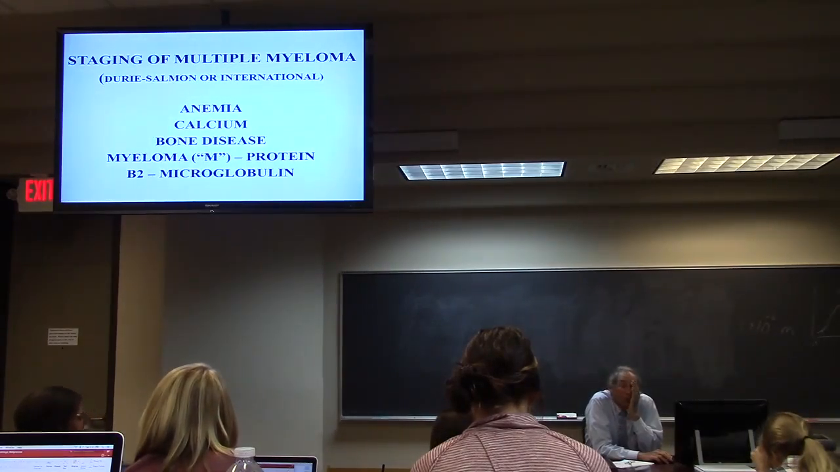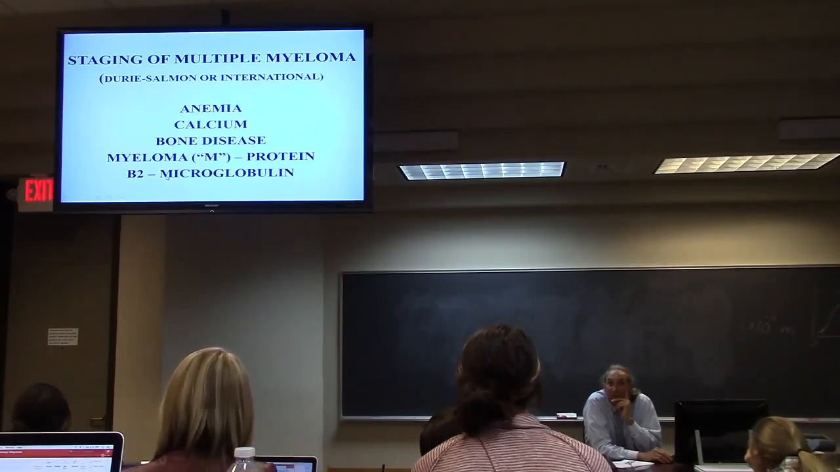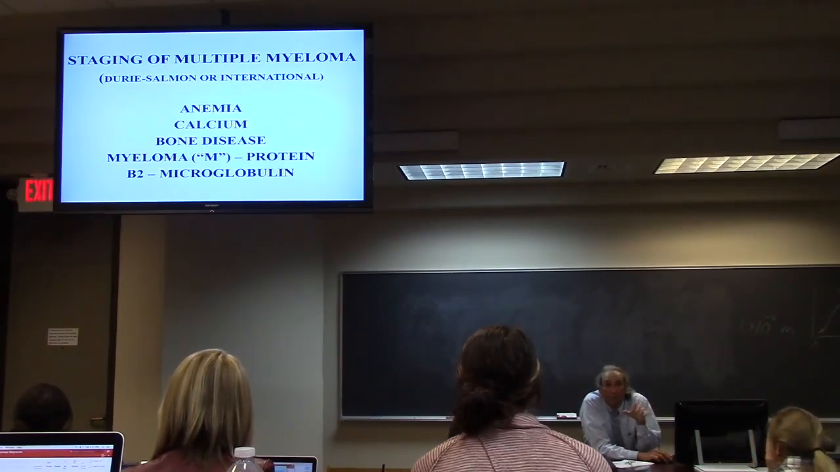So this is the principle on both of them. It involves the use of whether they're anemic, whether their calcium's normal, the degree of bone marrow disease, how big their myeloma is, and whether they have beta-2 microglobulin. So these are the types of information we collect at the initial diagnosis and the stuff that we follow to see response to treatment.